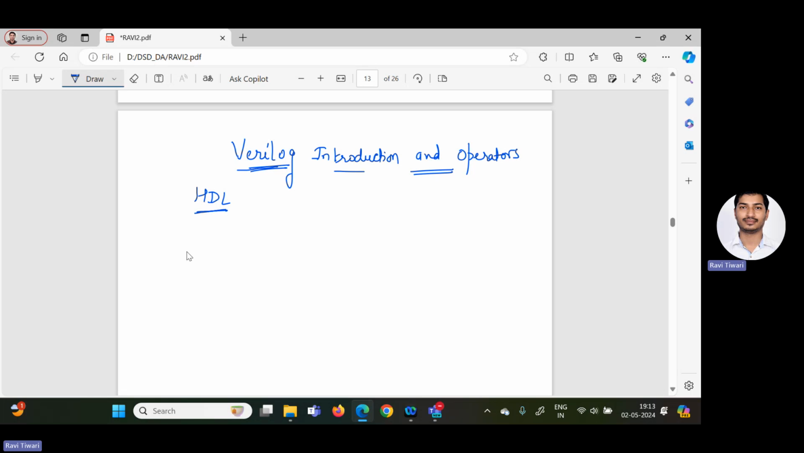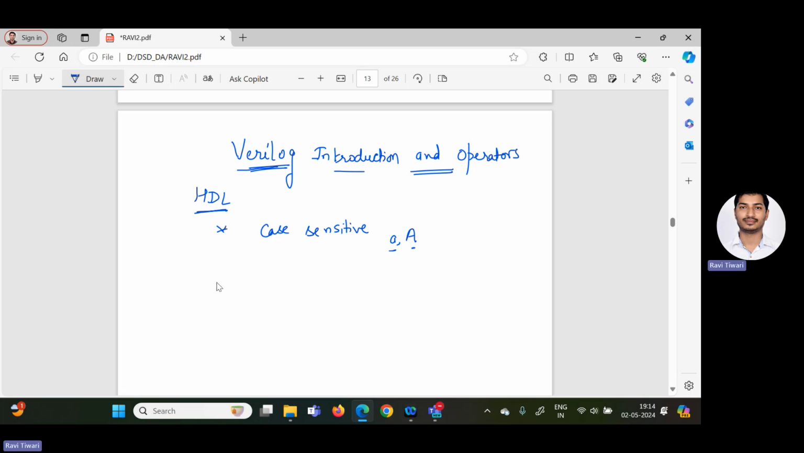Verilog was developed to simplify the process and make it more robust and flexible. It is used for hardware design, and the important point to note is that the Verilog language is case sensitive. What is the meaning of case sensitive? That means small a and capital A are different. Okay, it's case sensitive, and it is based on the programming language C.